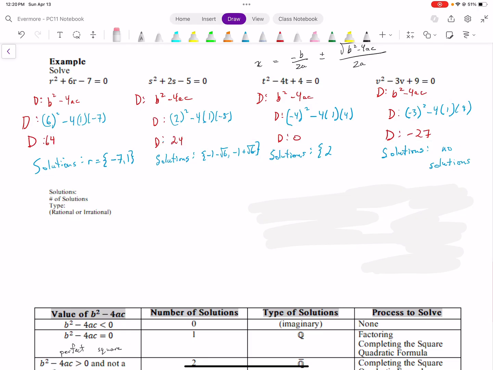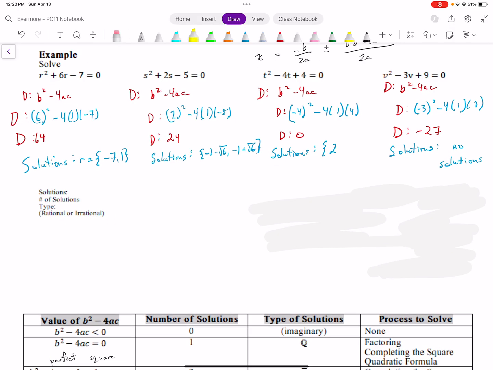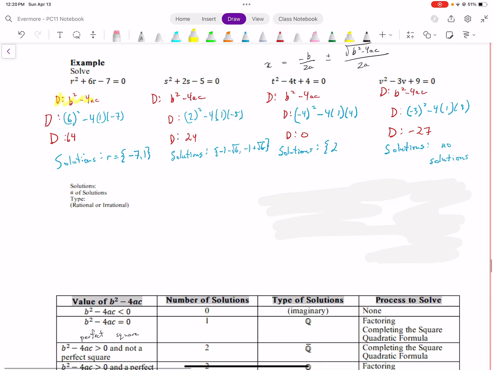What I'm going to do is tell you that the discriminant is going to be b squared minus 4ac. Now I've done that for each of the four equations, so I'm going to calculate the discriminant. And for each equation, the value of our discriminant, which I will highlight in green, is different.